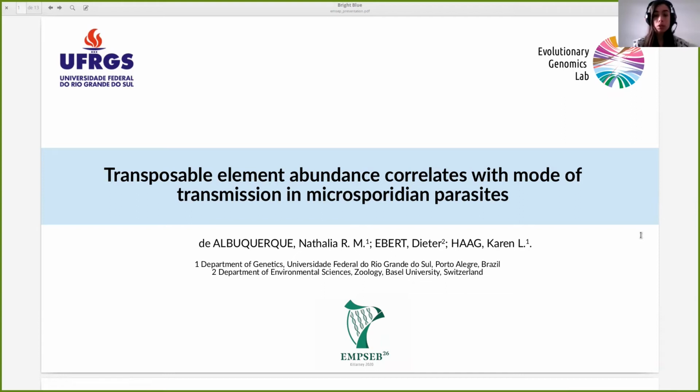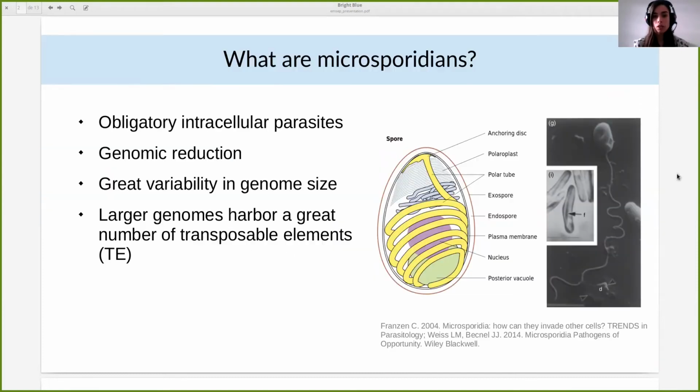Transposable elements abundance correlates with mode of transmission in Microsporidium parasites. So first things first, what are Microsporidians? They are obligatory intracellular parasites and very distinctive organisms.